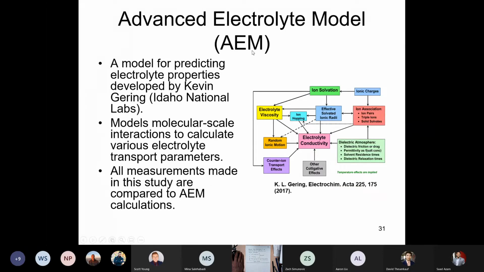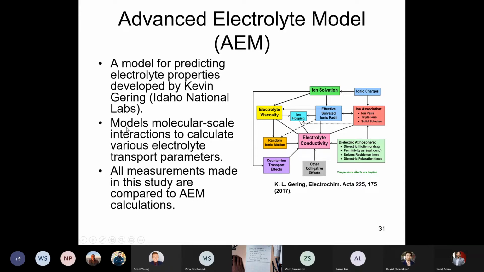Anyway, so then we come along to something called the advanced electrolyte model. This is something that a guy named Kevin Gehring developed at Idaho National Labs. And when I learned about it, I guess about 6 years ago, I was absolutely blown away, because it's a sort of chemical physics-based model for predicting electrolyte properties, more or less from first principles.